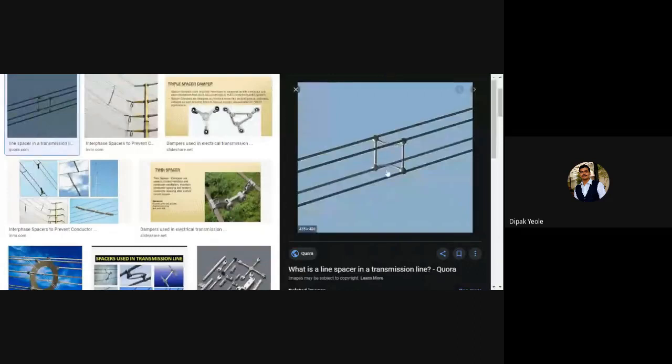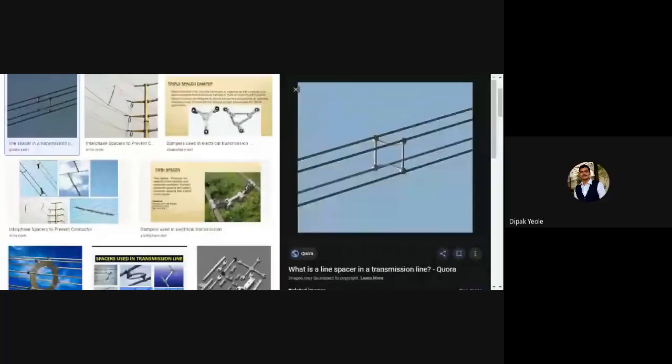This spacer is called a quadruple spacer. The meaning of quadruple is consisting of 4 parts. So this is called a quadruple spacer. Now the question is, which material are we using for manufacturing this spacer? The answer is high grade cast aluminium.